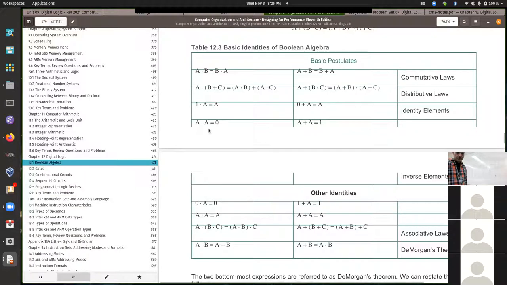But these are useful, like the AND of A and not A is always false. It's a little bit hard to see here. Sorry about that, the rendering in my textbook here, sometimes you can't really see the not or the negations there.